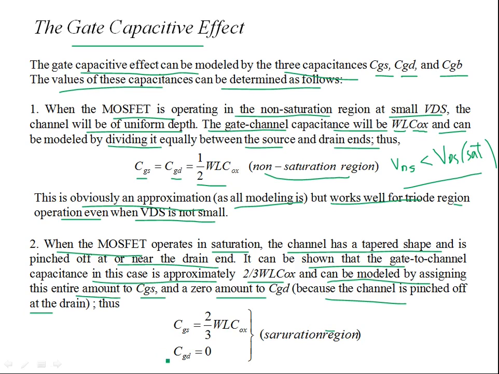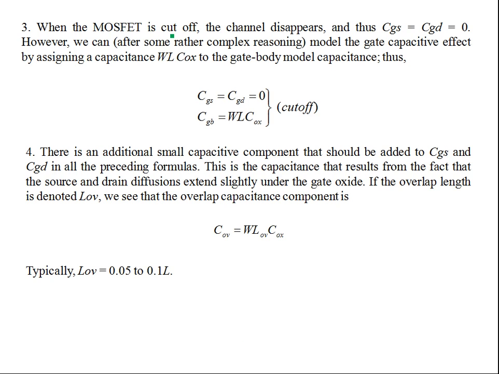So between the gate and drain, the channel is pinched off, so we don't have any capacitance. But between gate and source, this is 2/3 of the total gate capacitance, where the gate channel capacitance is W L COX. Then when the MOSFET is in cutoff, the channel disappears.